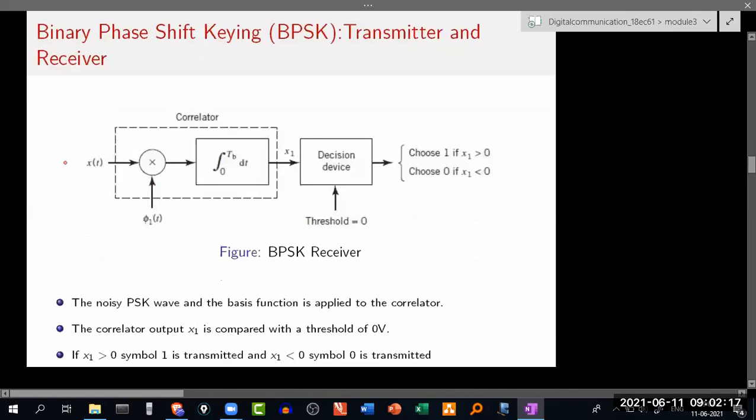In fact, because of channel noise, instead of getting S of t, I'll have some noise component with it, which is given as the observed signal. So this is the received signal, or observed signal. I can also call it the observed signal.